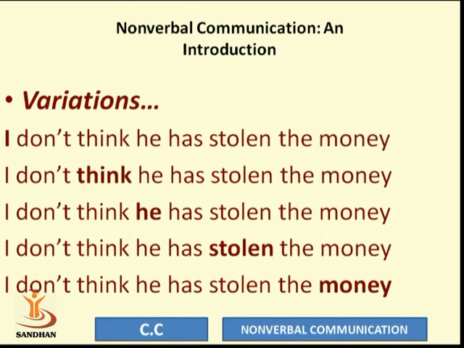There are several other variations. "I don't think he has stolen the money." This implies that I do not think, but probably others think that he has stolen the money. "I don't think he has stolen the money," but I am very sure of it. Then the next one, "I don't think HE has stolen the money." Probably someone else has stolen the money. "I don't think he has STOLEN the money." Probably he has borrowed the money. "I don't think he has stolen the MONEY, but something else." He has stolen something else.